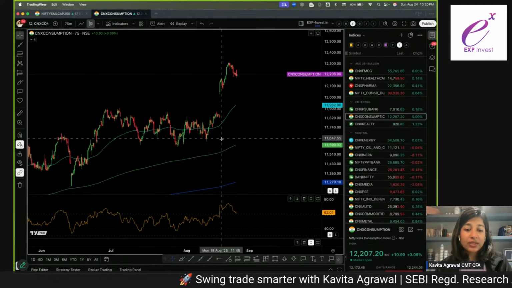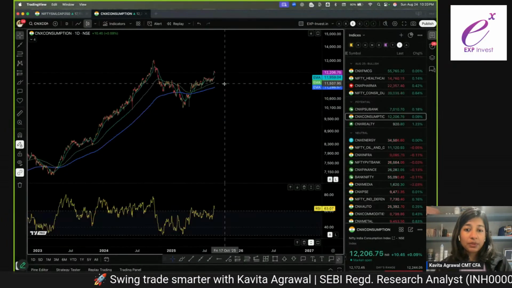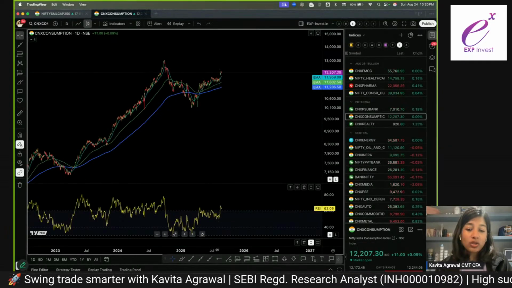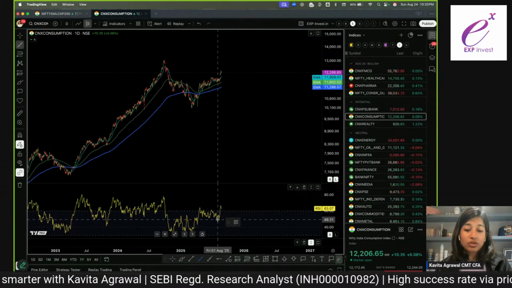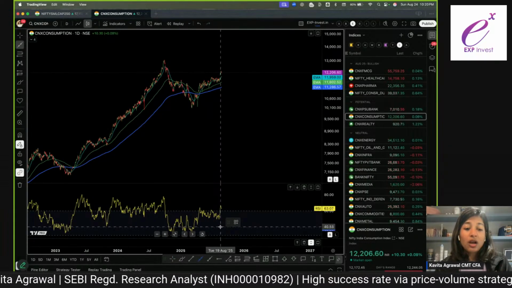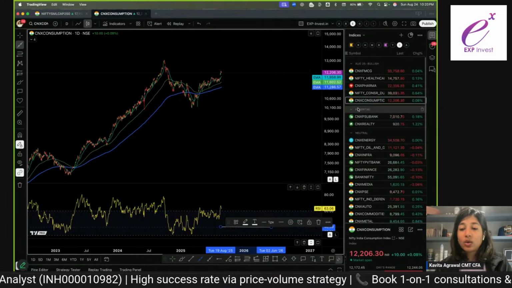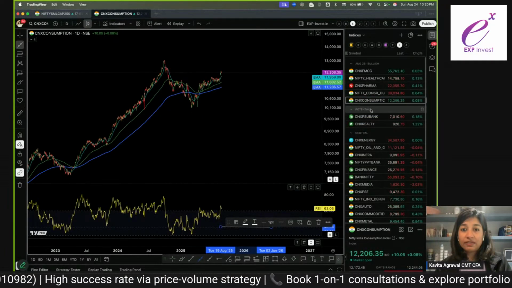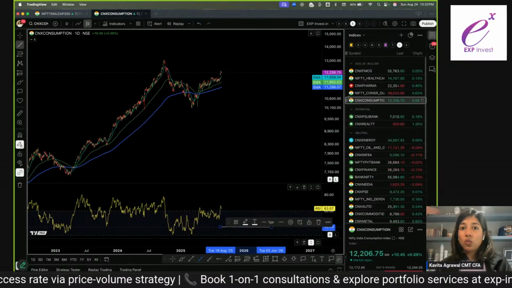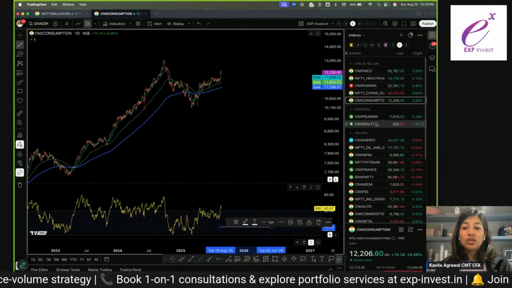Consumption sector has witnessed a massive gap up here. Daily has gone into bull range, and consumption is definitely looking pretty strong. So we will move consumption up as well. So you can see all defensive sectors are the ones which are looking pretty strong.